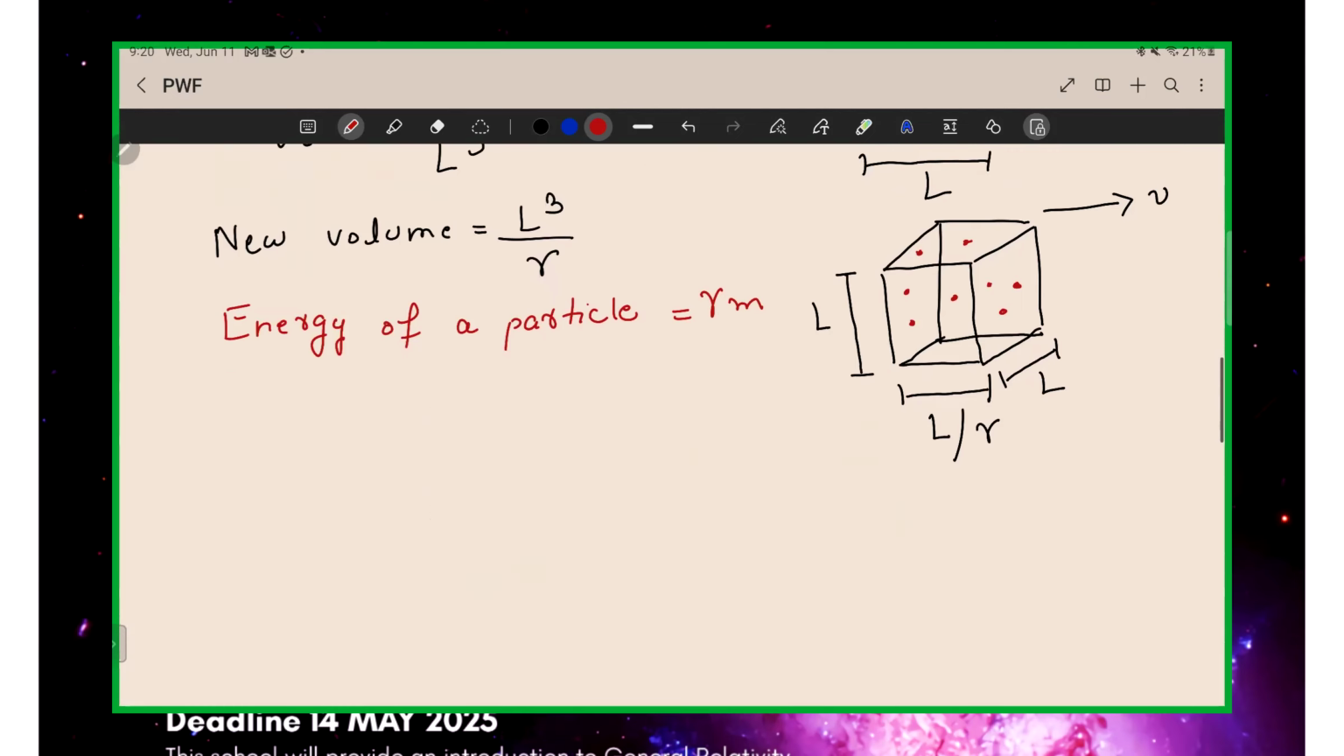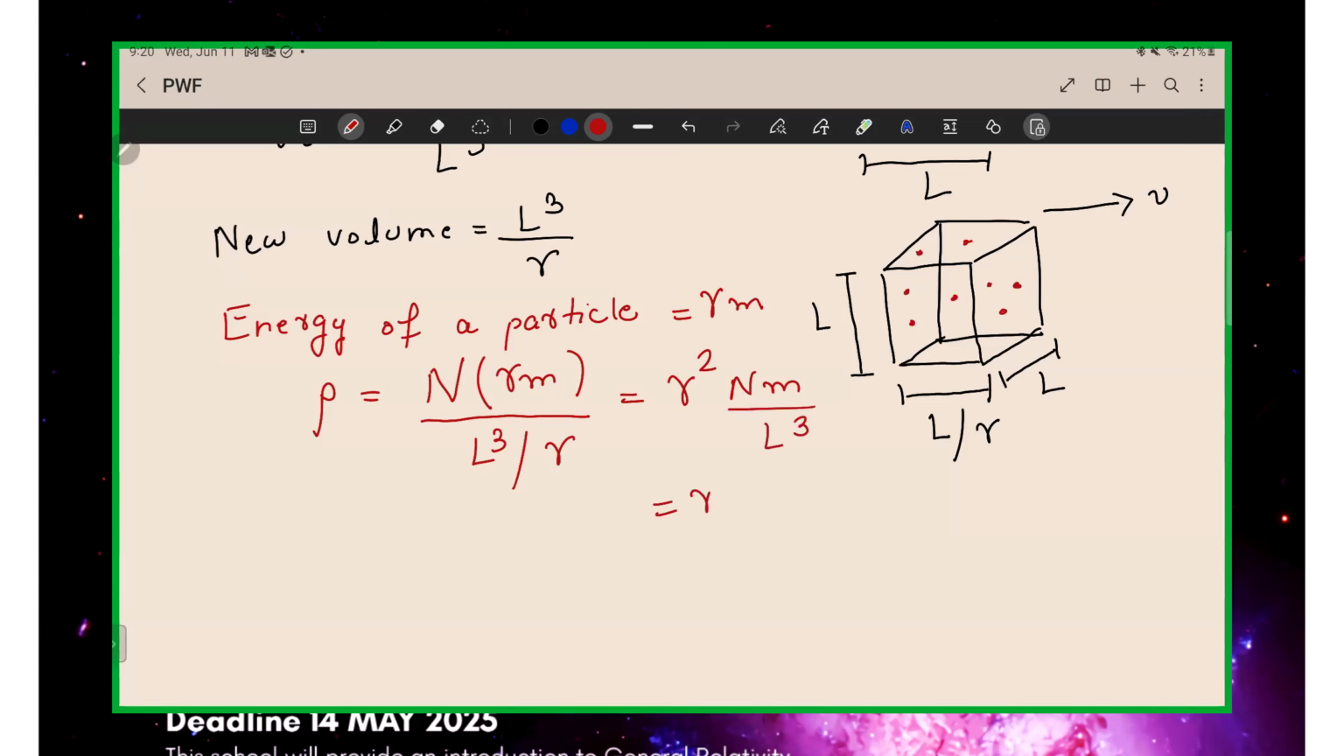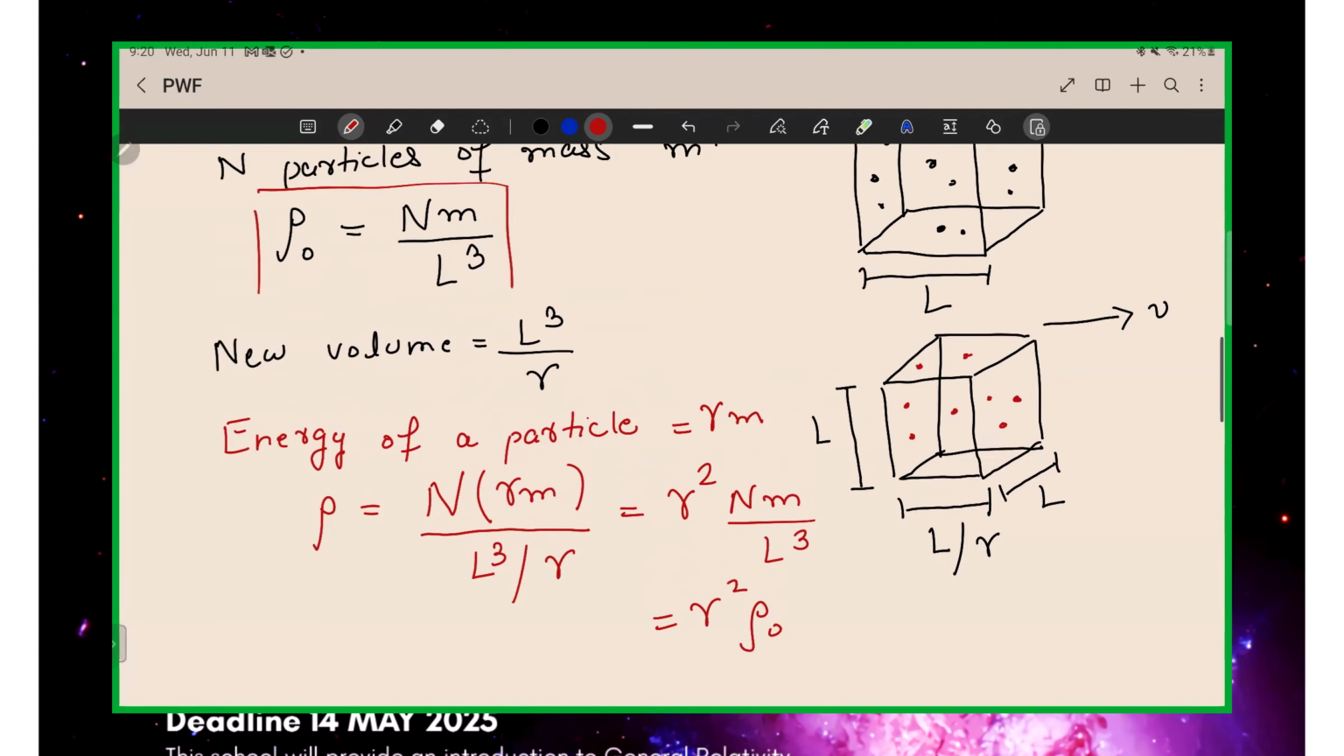So in this frame, what is the energy density? Well, I will call the energy density rho now, not rho naught, because naught means that you are in the rest frame. So rho is the energy of all the particles, n times gamma m. The number of particles hasn't changed, so n is invariant, divided by the new volume, and the new volume is this, right? But that's just gamma squared times the previous thing that we had, and that's just this thing, right? Because if you remember, rho naught was equal to this.